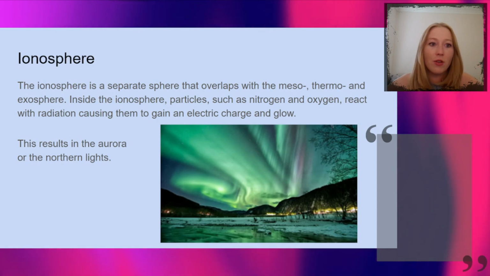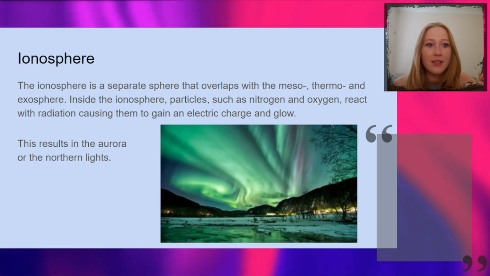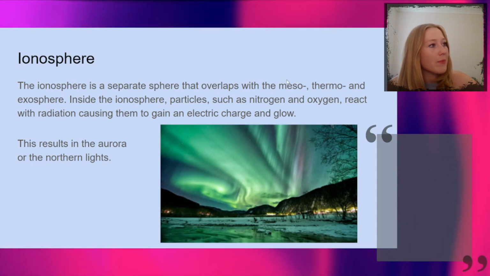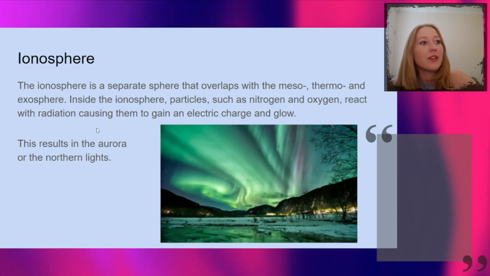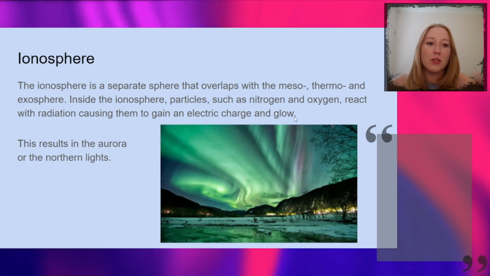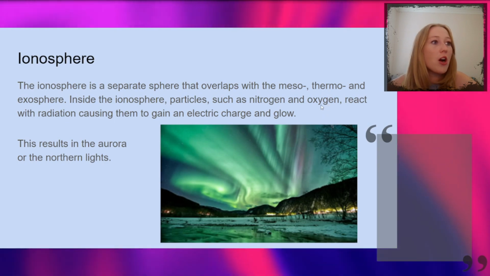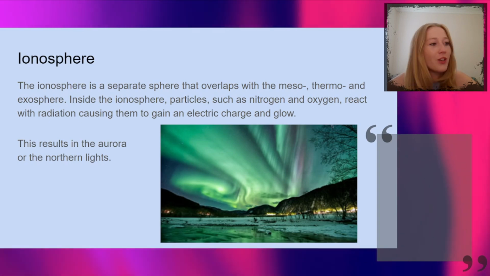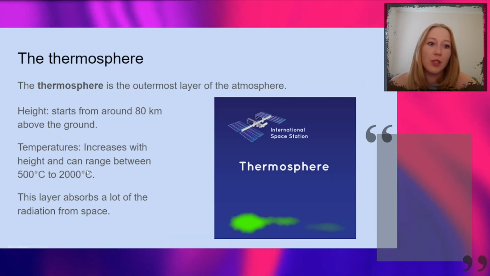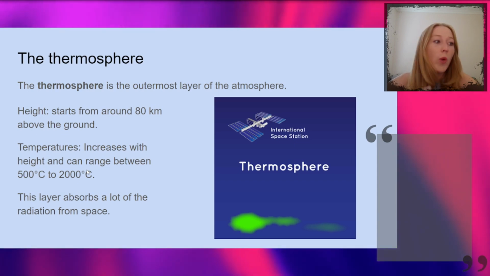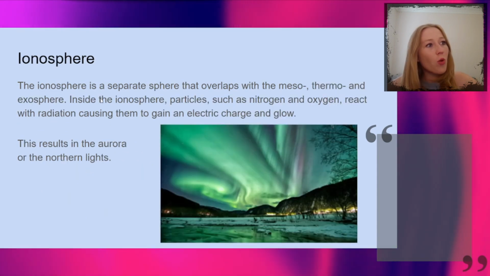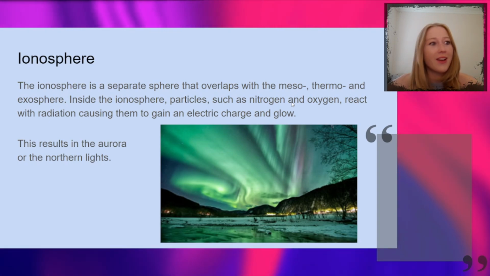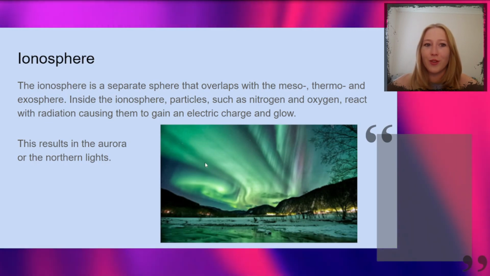This isn't necessarily its own layer. This is a layer that spreads across multiple layers. So it overlaps with the meso, the thermo, and the exosphere, and it contains a lot of nitrogen and oxygen that reacts when it receives the radiation from the sun. So remember, I was saying the thermosphere absorbs a lot of that radiation. When it absorbs it, it actually causes the particles in that layer to glow. And that's where we get these beautiful lights from.